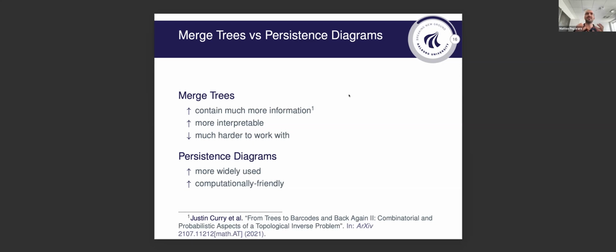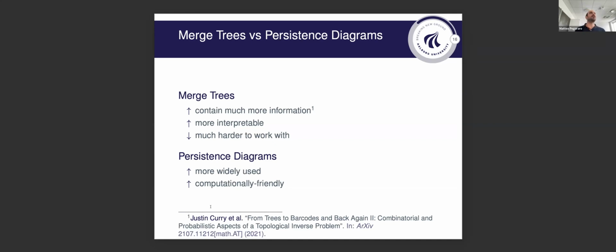And this kind of gives us an idea of how much information merge trees contain with respect to persistence diagrams. This is just an intuition, but this is made formal in this paper by Justin Curry. So if someone is interested, they should read that.